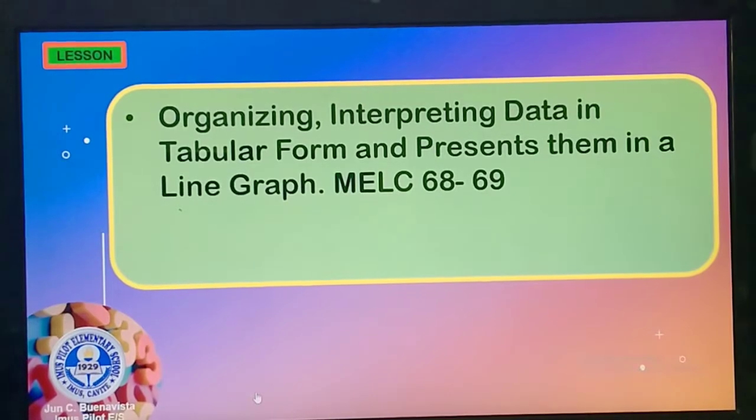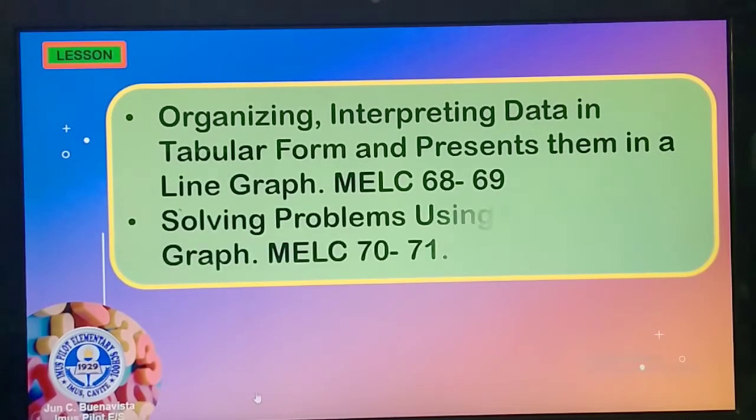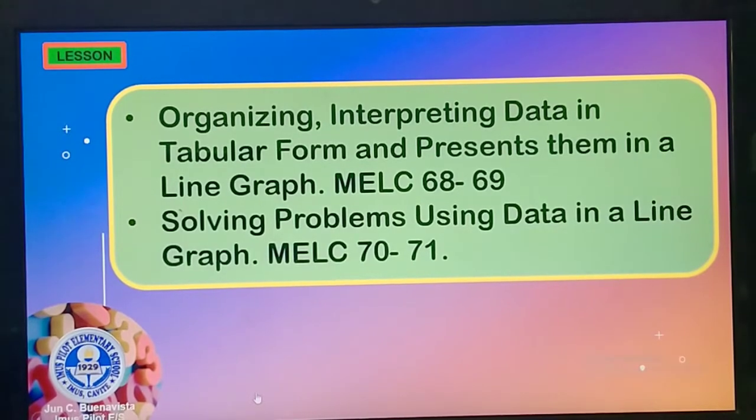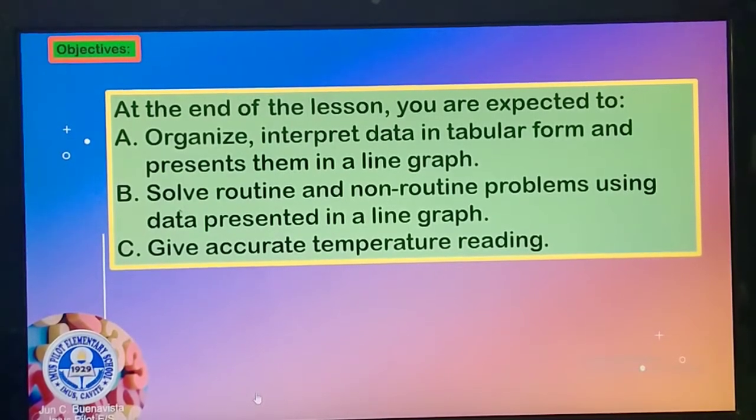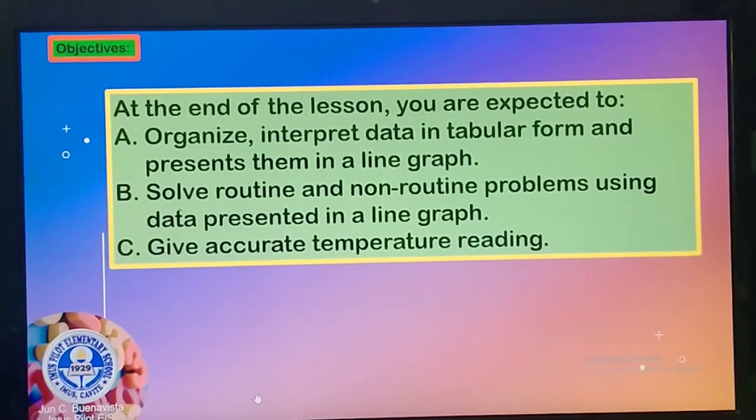Okay, so our lesson this week is all about organizing and interpreting data in tabular form, and presenting them in a line graph. And we're going to solve problems using data in a line graph. At the end of the lesson, you are expected to organize and interpret data in tabular form and present them in a line graph, solve routine and non-routine problems using data presented in a line graph, and give accurate temperature reading.